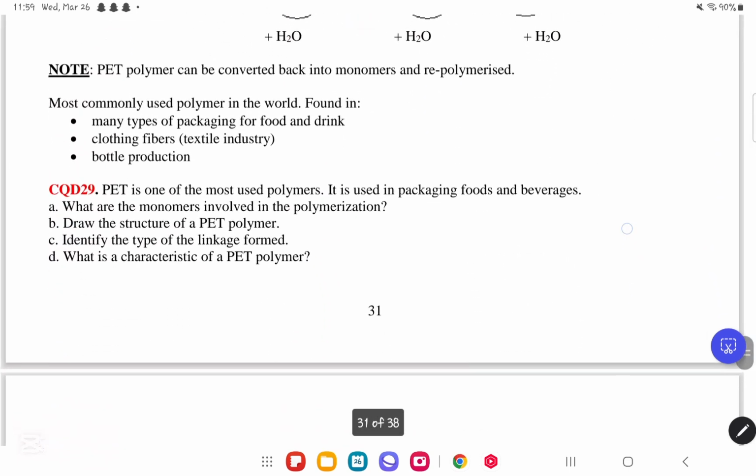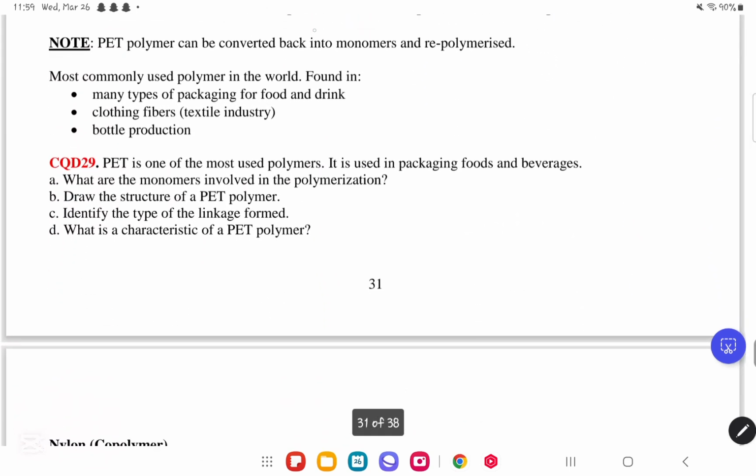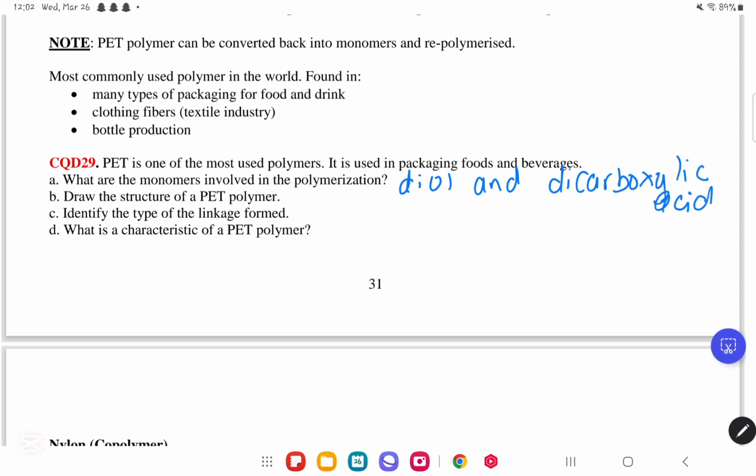Now we'll move on to the next CQD, which is CQD number 29. PET is one of the most used polymers. It's used in packaging foods and beverages. Okay, what are the monomers involved in polymerization of PET? They are two actually. They are a diol and a dicarboxylic acid. Okay, for part B, draw the structure of PET, the polymer.